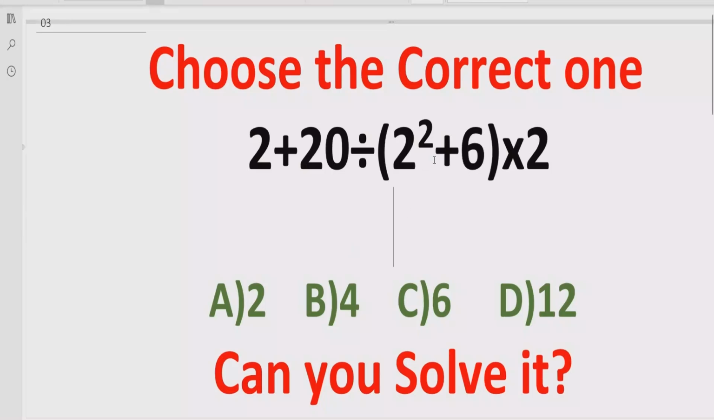Today we will solve another quiz which is related to arithmetic expression. The quiz contains the basic operations plus, multiplication and division. So we have to solve this quiz using the PEMDAS and BODMAS method and find out the correct answer. In the answer list we have four answers. A is 2, B is 4, C is 6 and D is 12. So let's see after solving it which answer is correct.